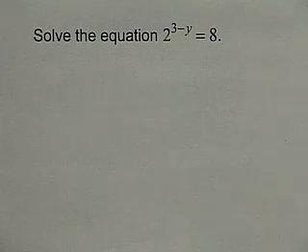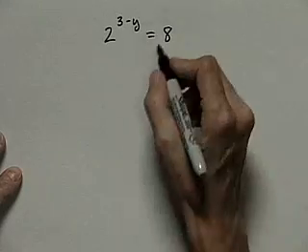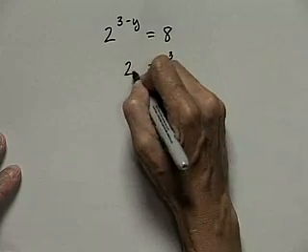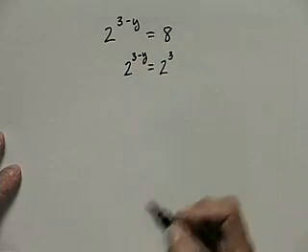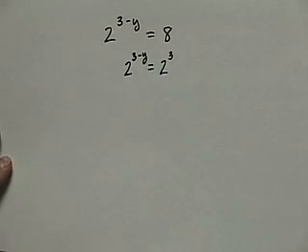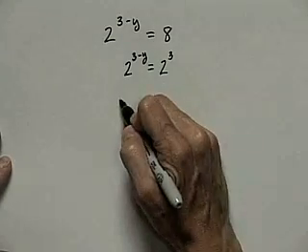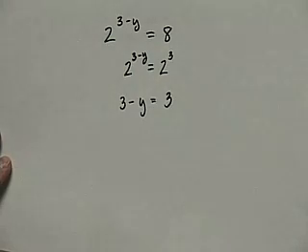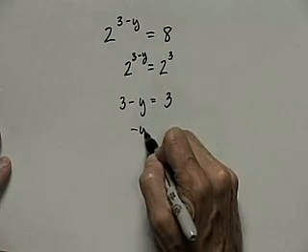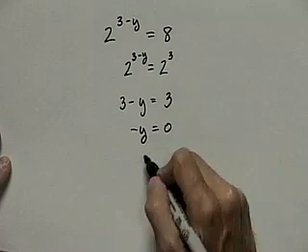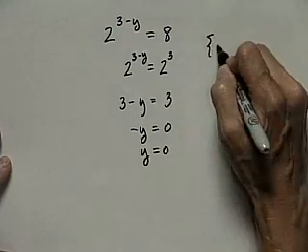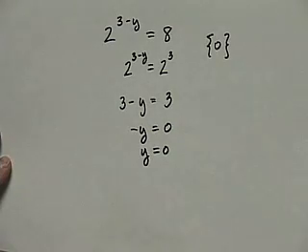Well, let's see how you did. We have 2 to the 3 minus y equals 8. 8, I know, is 2 to the third. So my equation reads 2 to the 3 minus y equals 2 to the third. If that is true, it must be true that 3 minus y equals 3. And subtracting 3 from both sides, I see negative y is 0, or y is 0. The solution set is 0.